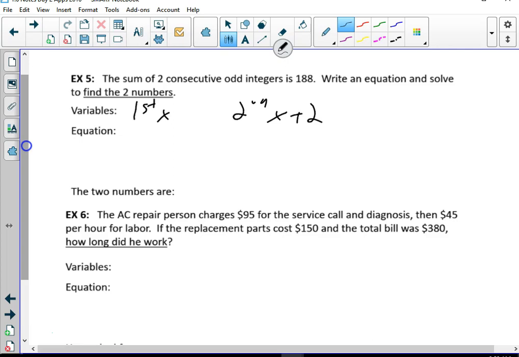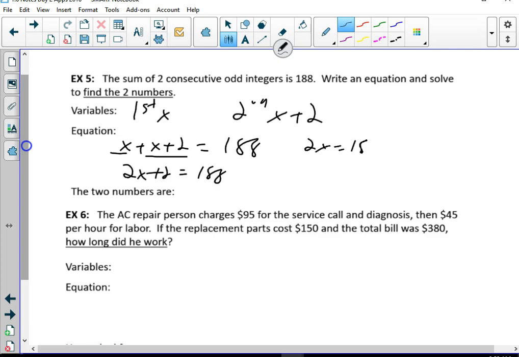Now it says the sum of these. So the first number plus the second number is 188. So how many x's do I have? 2x plus 2 equals 188. What do I get rid of first? The 2. So I subtract 2, and I get 2x equals 186. Now I divide by 2, and x equals 93.